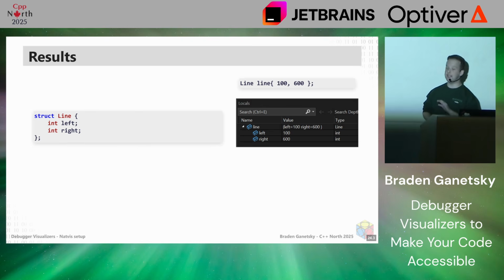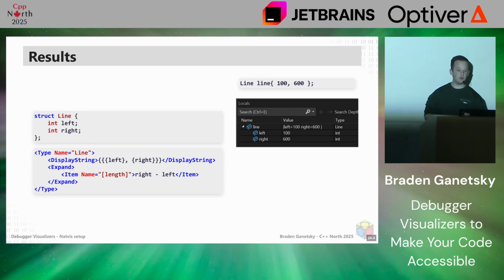Without any NatViz, this is how it displays. It shows brace left equals 100, right equals 600, and then it shows the left and the right. And in this case, that's fine. But maybe it isn't. Maybe I want it to look a little different from this. So I write some NatViz.